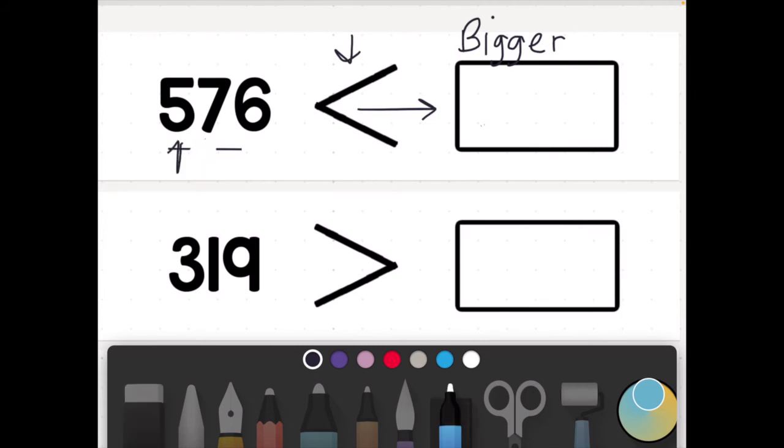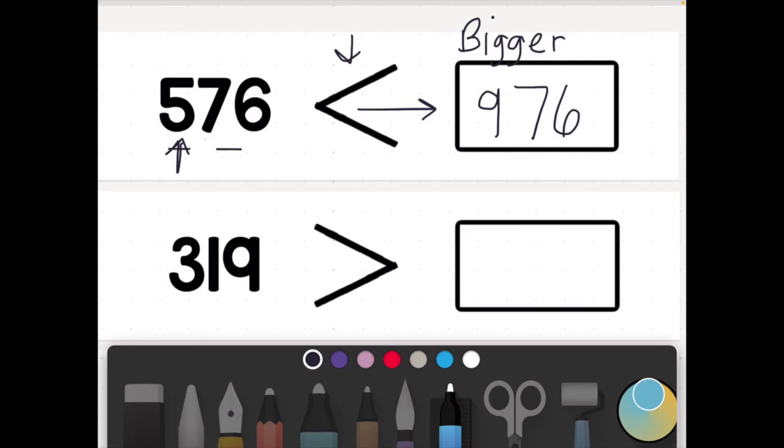And I could also look at the hundreds column. Look at 500. Think of a number that's bigger than 500. It could be 676. It could be 776. 876. It could be 976. It's really up to you. You get to choose what you want your bigger number to be.